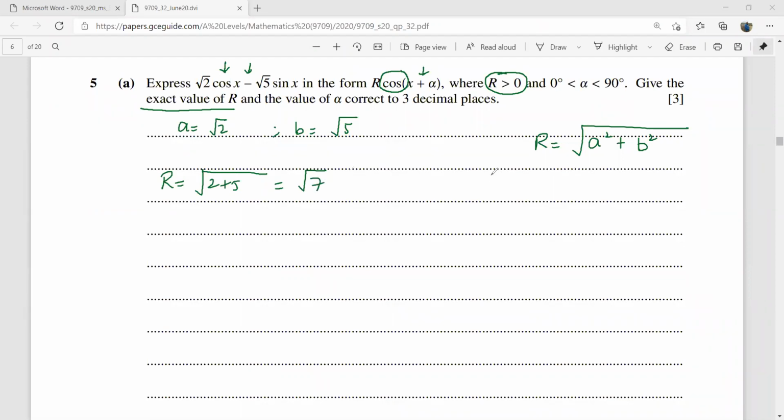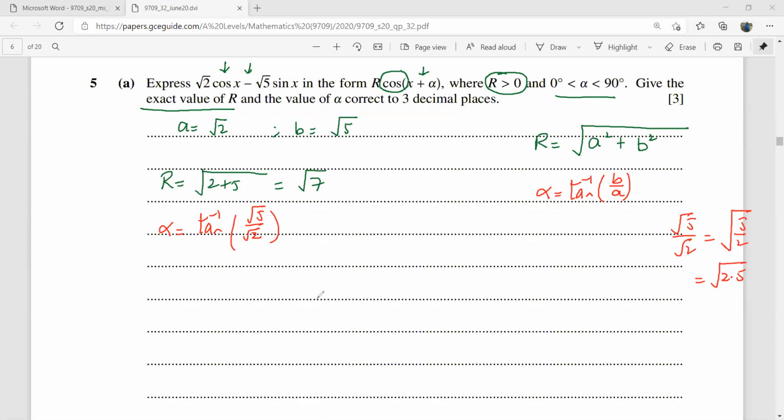Next, we have to give alpha, which is between 0 and 90, okay? So the formula for this alpha is tan inverse of b over a. That is tan inverse of b over a. So guys, this alpha is going to be tan inverse of this under root 5 over under root 2. And you know that this under root 5 over under root 2 can also be written as under root of 5 over 2. And just to minimize the number of keys that you will have to press on your calculator, you can assume that this is square root of 2.5.